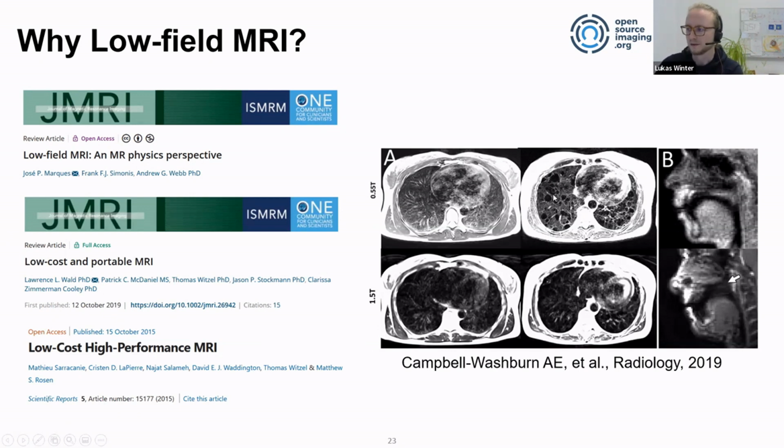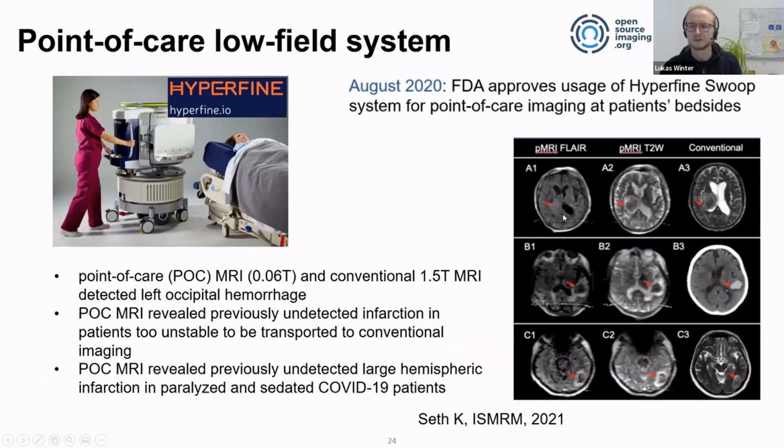So you can see here, for example, in lung imaging, you have much more contrast compared to 1.5T. Yeah, and this is one of these very nice examples. And another example is going one order of magnitude below, so not 0.55 T systems, but 50 millitesla systems. This is the same field strength that the OSI² scanner has. And this changes a bit the perspective of how MRI is being done.